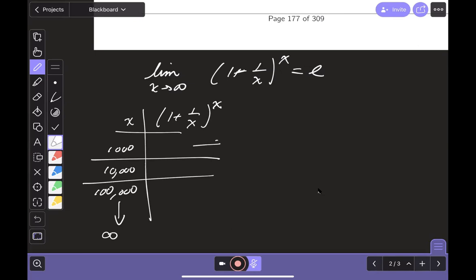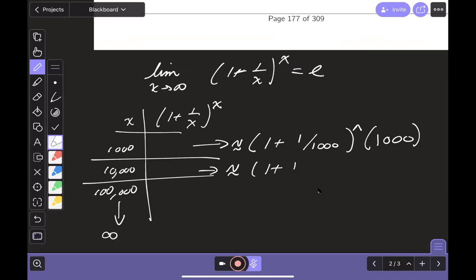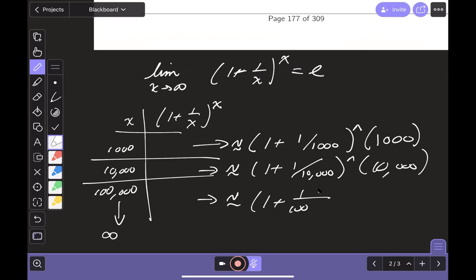What you'd have to do, though, is compute this, which is 1 plus 1 over 1,000 raised, I'll use the caret there, to the 1,000 power. And you could do that on a computer. You could do the next one on a computer. No, I wouldn't want to do that by hand. 1 plus 1 over 10,000 raised to the 10,000. And the next one, what's that going to be? 1 plus 1 over 100,000. And again, a computer can do this quite easily.